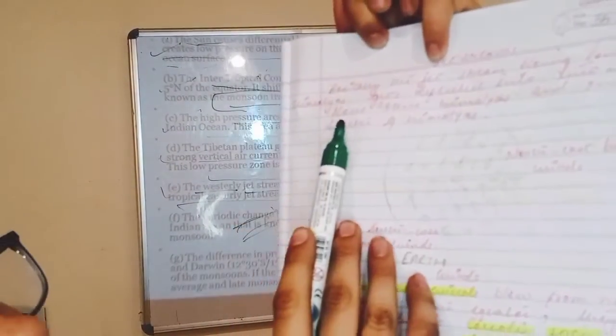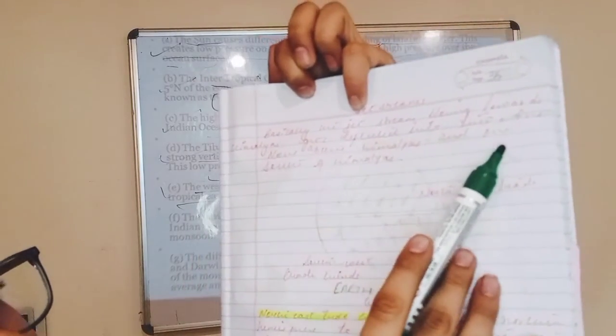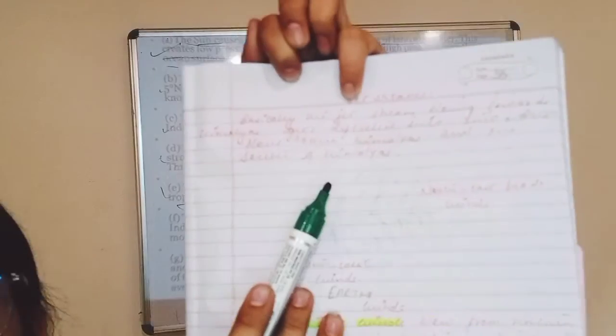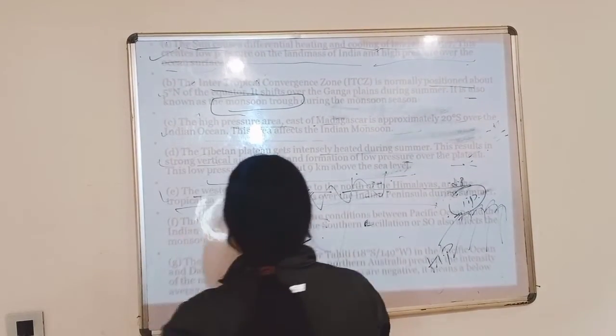If you are able to see the jet streams blowing towards Himalayas, it gets deflected into two. One blows above the Himalayas and one to the south of Himalayas. Then over here, the jet stream, are you able to see? Jet stream blowing to the north of Himalaya is called subtropical easterly jet stream, and the one blowing to the south of Himalayas is subtropical westerly jet stream. Right?